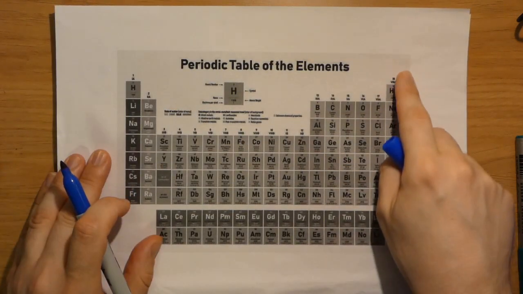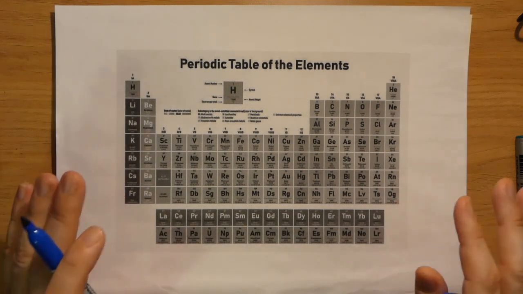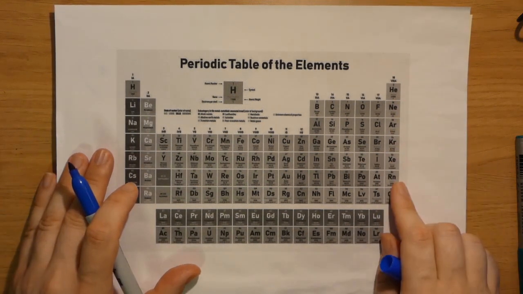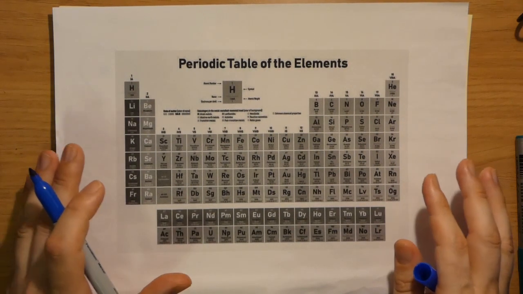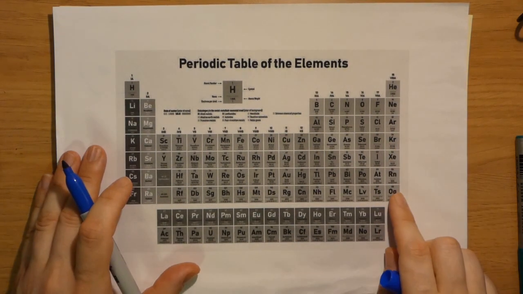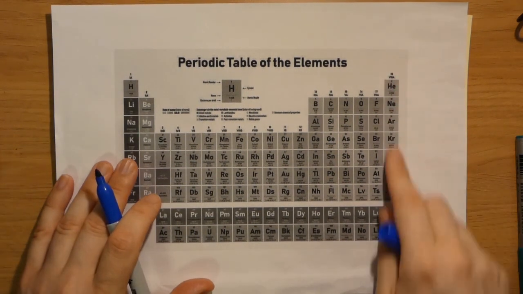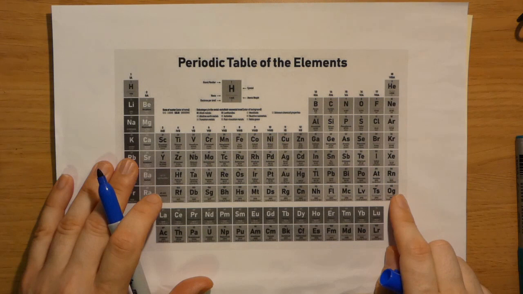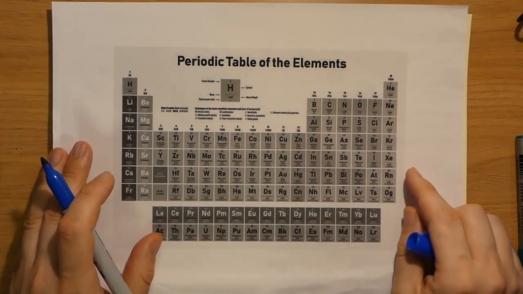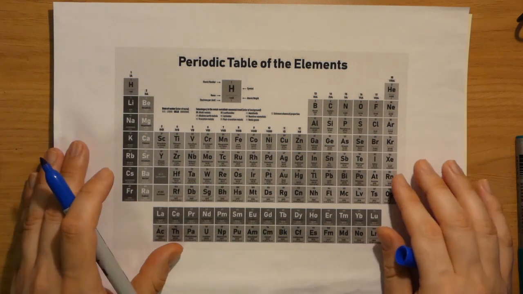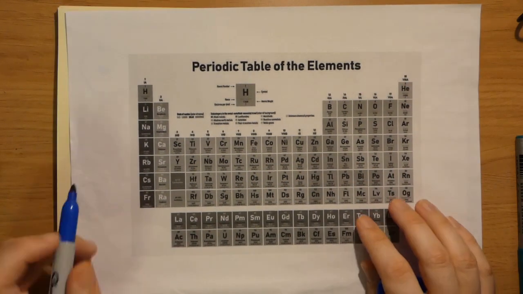All the elements in this column, they're the happy guys. They've got what they wanted. And because they have what they want, they don't interact with anybody. They mind their own business and they're not interested in bonding with anybody. So they're called the noble gases because they don't want to mix with the other crowd, the ordinary guys. They're also known as the inert gases.